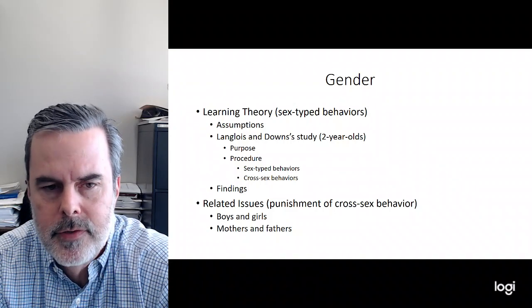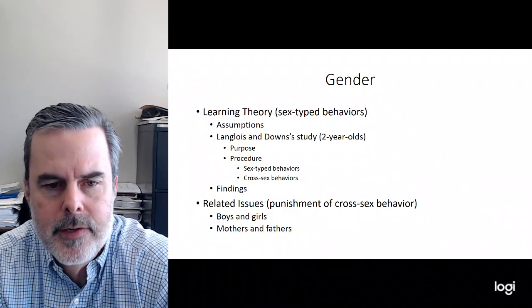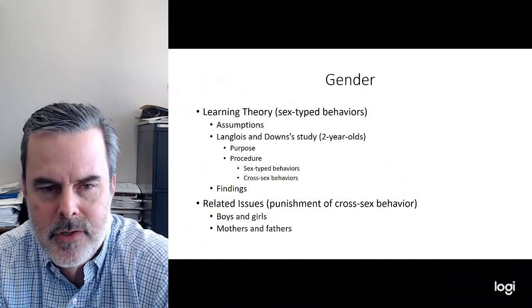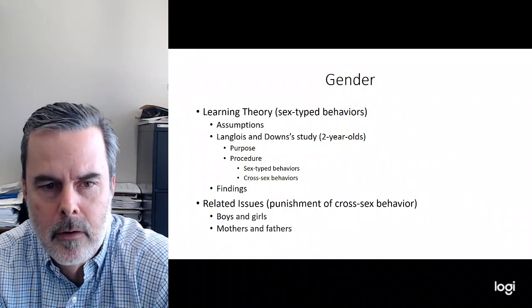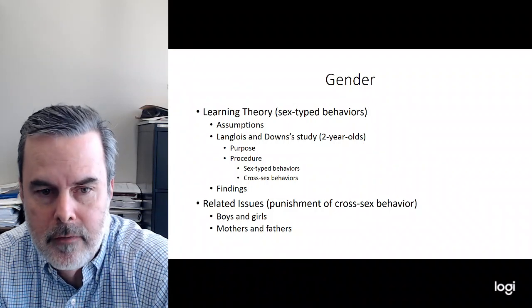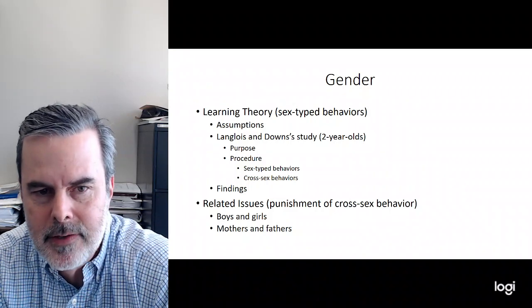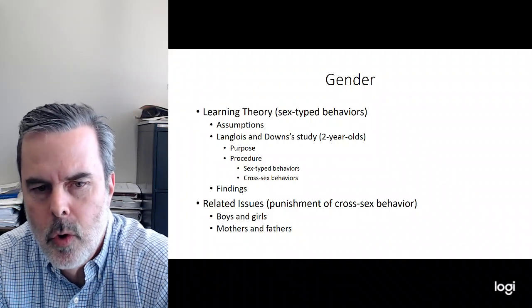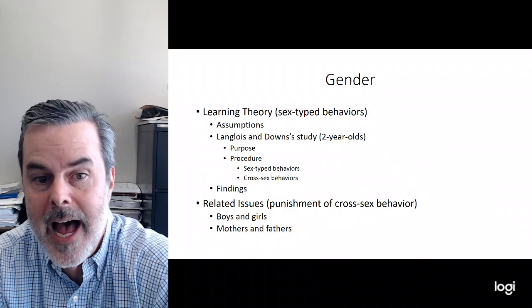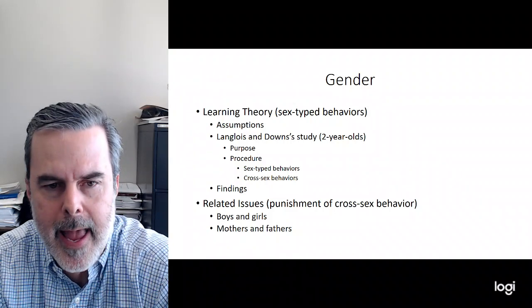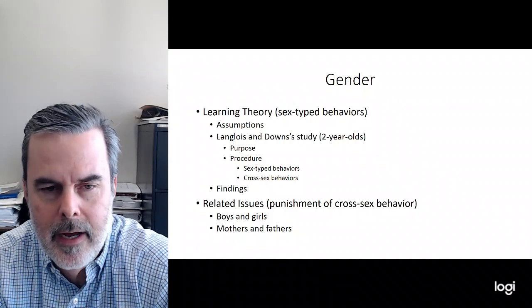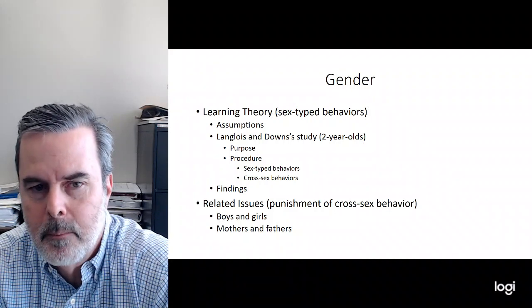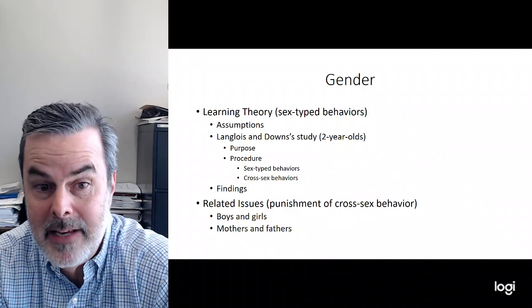Masculine toys referred to toys that were considered appropriate for boys based on an earlier survey that was given to parents about which toys would be appropriate for boys and girls. And the masculine toys included things like a G.I. Joe doll and a Tonka truck. And these were things, again, that parents had previously rated as being appropriate for boys based on stereotypes.